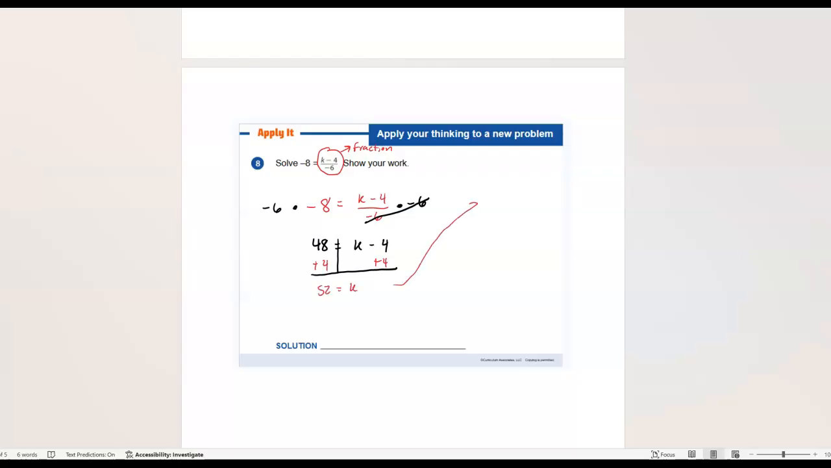Think about plugging that back in, right? So negative 8 is equal to 52 minus 4 over negative 6, right? Well, is negative 8 equal to 52 minus 4, which is 48, over negative 6? Is 48 divided by negative 6 negative 8? Yep, negative 8 is equal to negative 8.